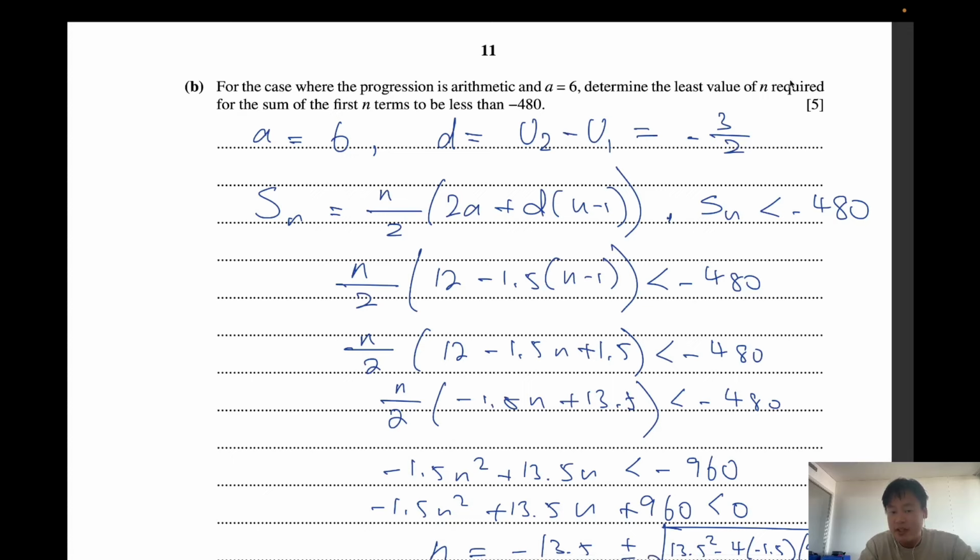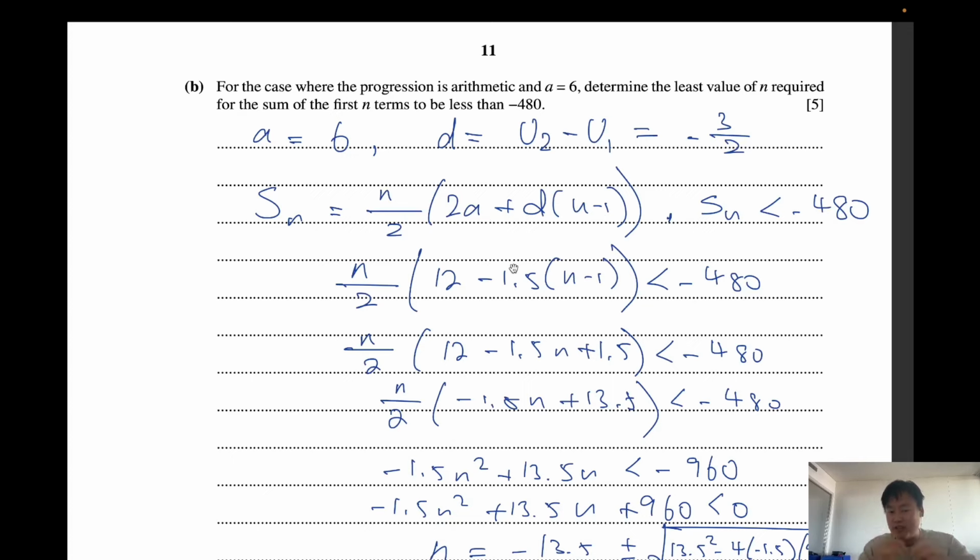And then they say the least value of n required for the sum of the first n terms to be less than negative 480. Sum of the first n terms to be less than negative 480. Is there an expression from Question 19 that represents the sum, yes or no? This is the expression then, isn't it? We copy down that expression. We know the information given to us, the way we write it is that the sum has to be less than negative 480, which means this expression is less than negative 480.